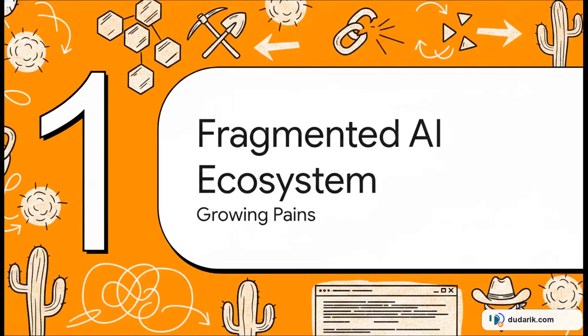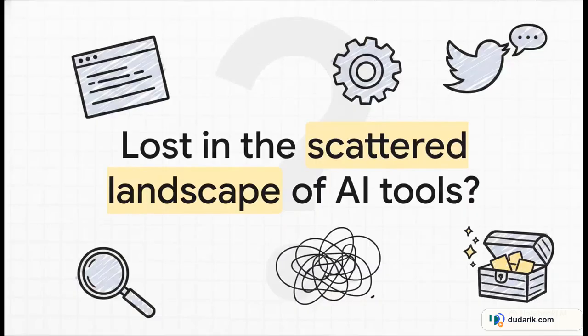All right, Section 1, the fragmented AI ecosystem. Let's talk about these growing pains. Seriously, are you as lost as I sometimes am in this scattered landscape of AI coding tools? I mean, whether you're heavily using Claude Code or diving into Codex, finding the exact tool, plugin, or that perfect sandbox recipe you need, it basically feels like a wild scavenger hunt across GitHub.